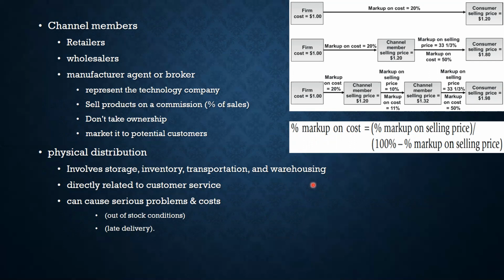And the physical distribution involves storage, inventory, transportation, and warehousing that is directly related to customers and can cause serious problems if it's missing, just like out of stock conditions or late delivery.